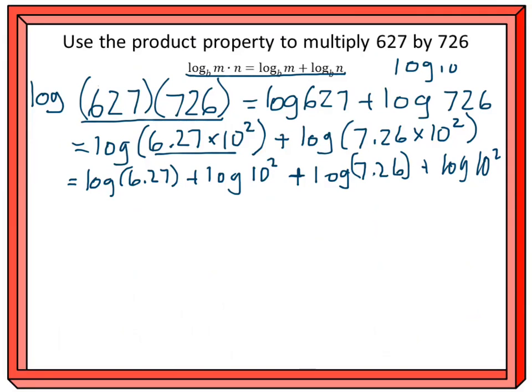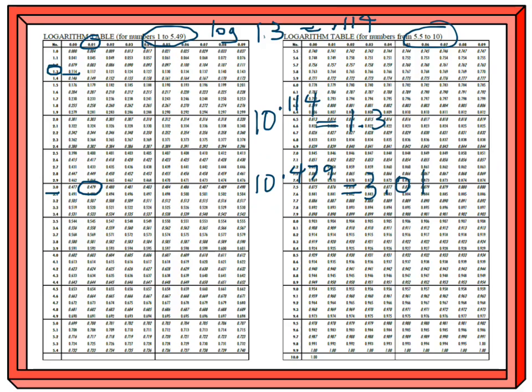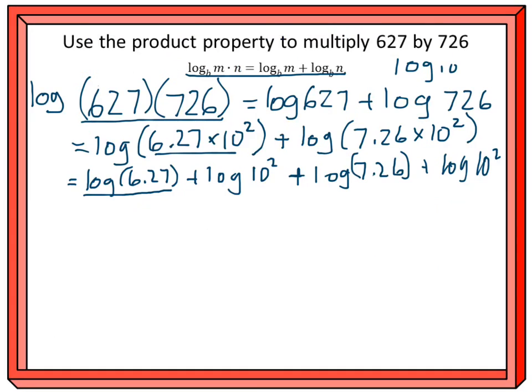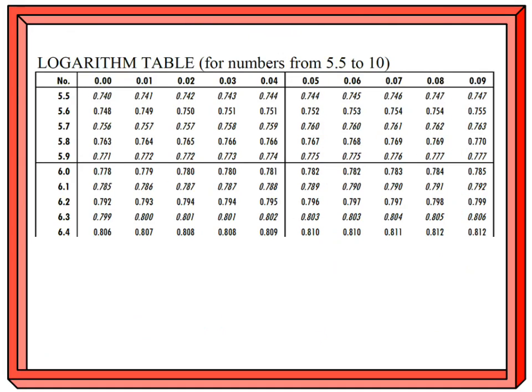I have to now look at my table and try to find the log of 6.27. Okay, so I have this set up for us already. So let me just fast forward here. 6.27? Yeah, 6.27. So I look at 6.2 right here. There's 6.2. So I'm going to highlight that whole entire row.